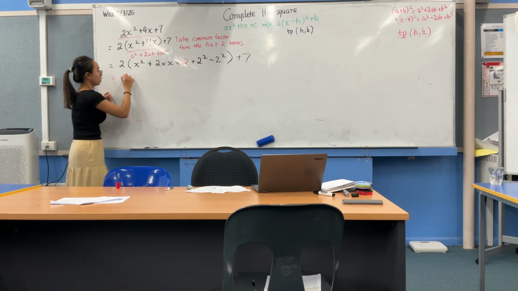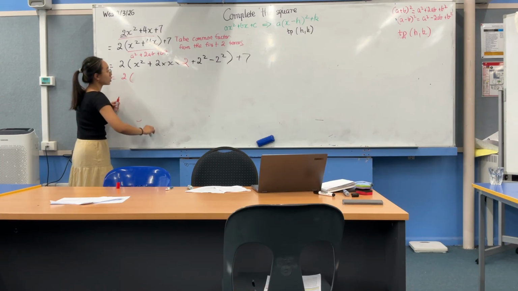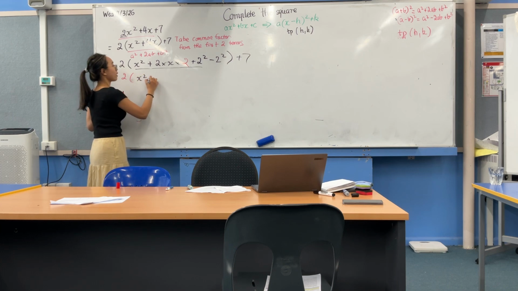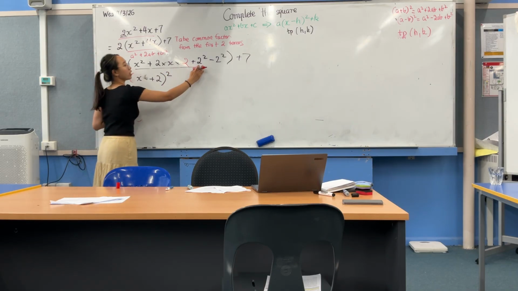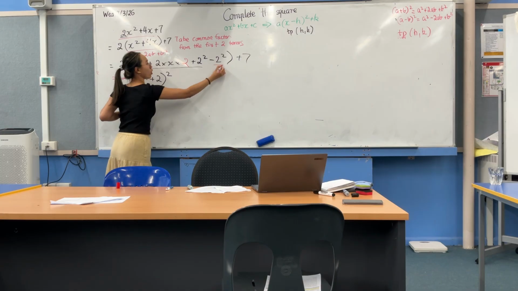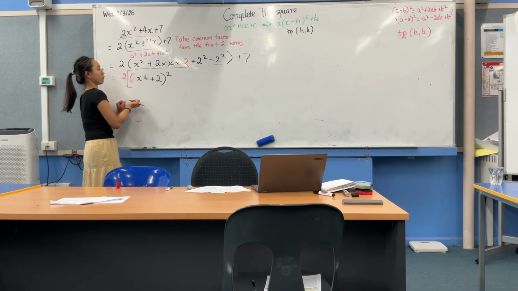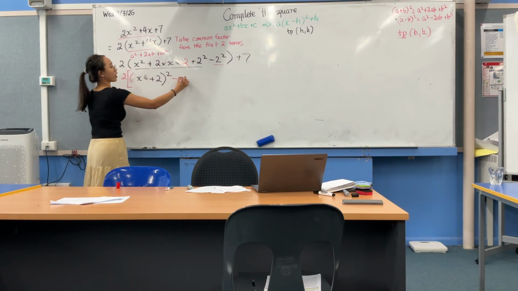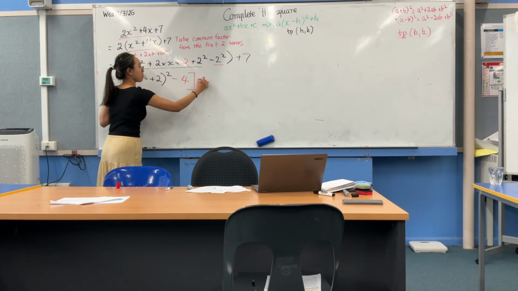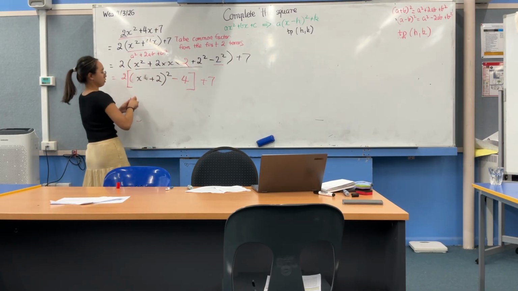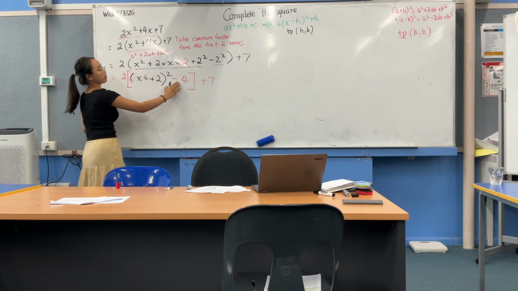Now rewrite it. 2, and this whole part here is going to be my perfect square, which is x plus 2 to the power of 2, only up to this part. Now I still have negative 4 inside the bracket. So let me put it in a big bracket for you to have a look at. Inside this bracket, I still have minus 4, plus 7. I just turn this whole part into the small bracket, and then I still have negative 4 there.